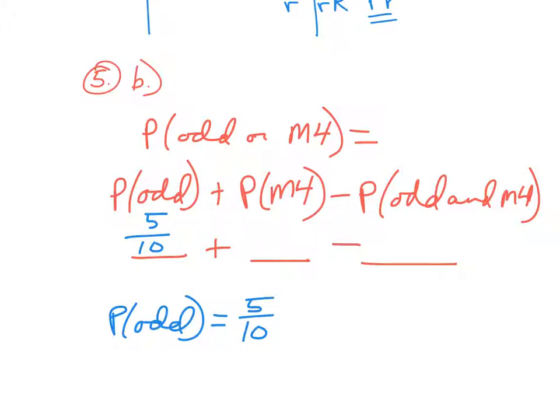Now, what's the probability of getting a multiple of 4? 2 out of 10. What are the multiples of 4? 4 and 8, so that's 2 out of 10. Minus, what's the probability of getting a number that is both odd and a multiple of 4? 0. In this case, that's not always the case. If that said odd or multiple of 3, then we would have had some, wouldn't we? But in this case, we don't. So how about 7 out of 10, class?